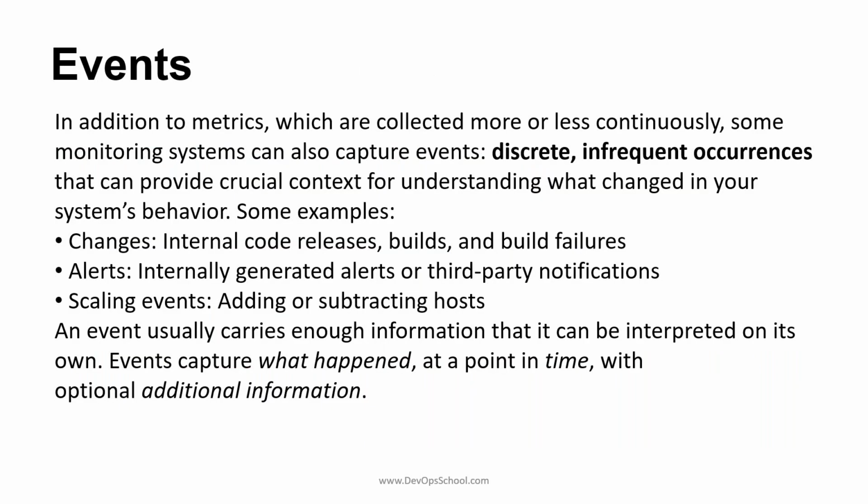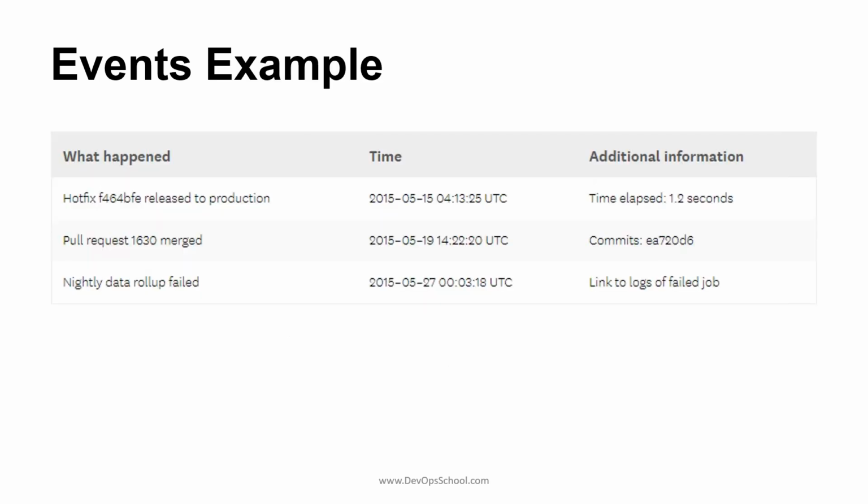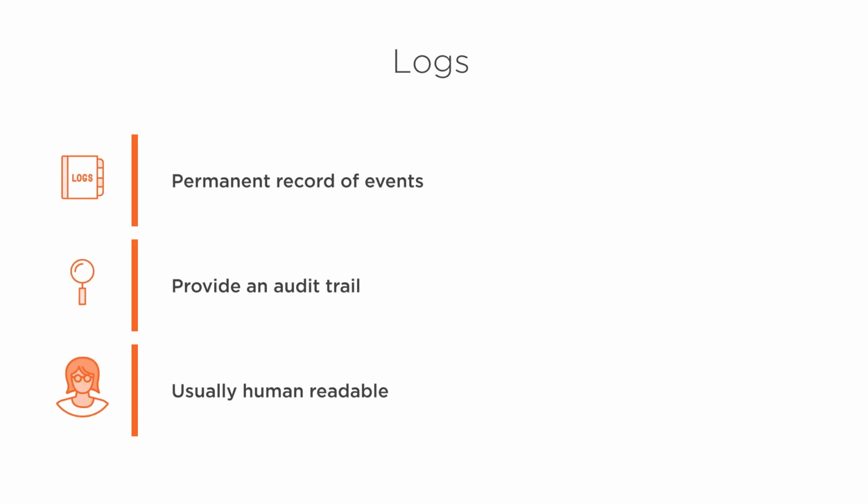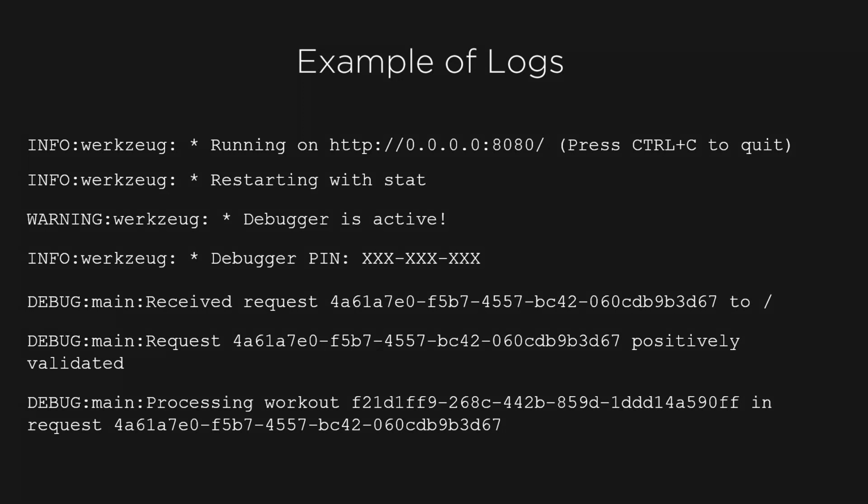Events, such as the event log you might have seen in Windows. Some events you can also consider alerts that have happened, or maybe changes in the internal code releases, builds, or build failures. So that also is a metric. Some examples are pull requests, build requests, and stuff like that. And logs: a permanent record of events that provide an audit trail, usually human readable. This is an example of logs you can see in Excel.